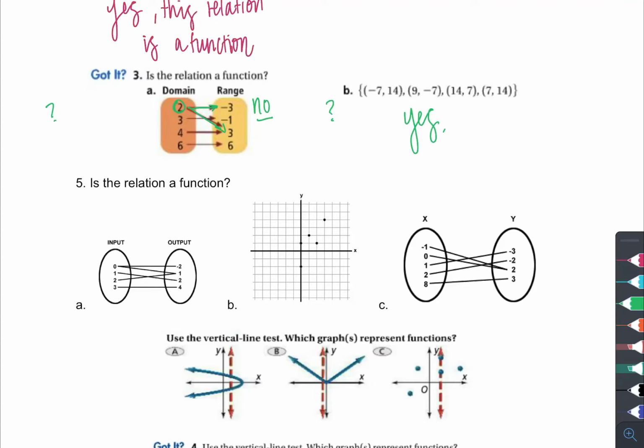All right, go ahead and circle the ones on 5 that are a function. All right, so you should have selected just C.